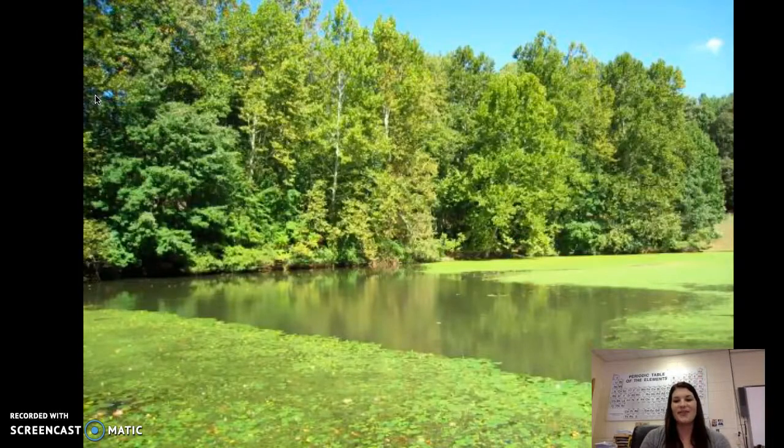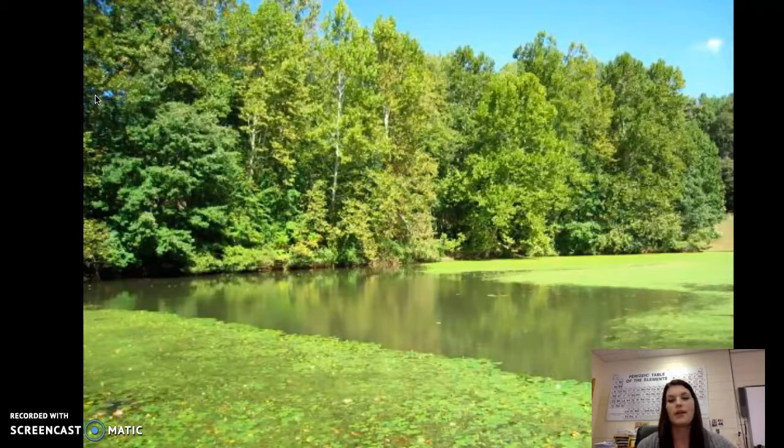Hey guys, so these are your surface water 2.4 surface water notes. Go ahead and open up your packet to page 7. And the first part in your notes says to look at that picture. And what does the picture look like? Think about it for a second.